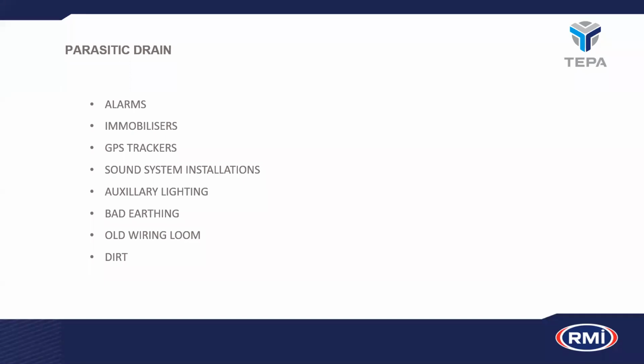Parasitic drain are the items that run in the background when the vehicle is switched off and you're not even in the car. So your burglar alarm in the car, your immobilizers, GPS trackers. Now, those are standard items that continue to run.